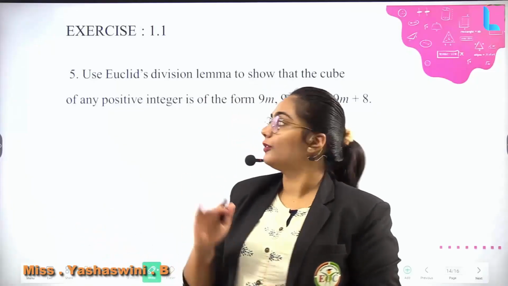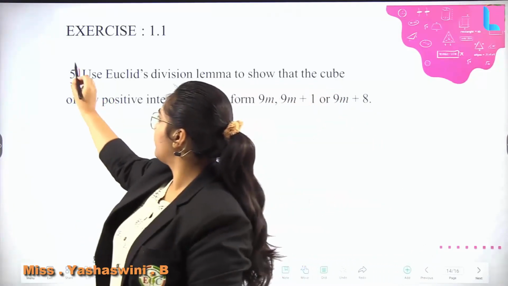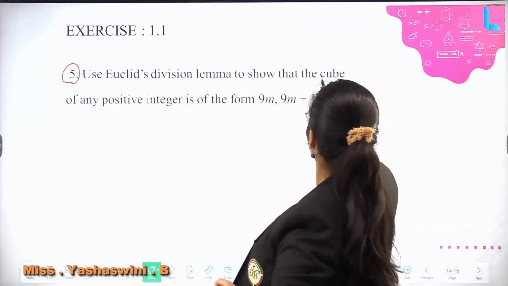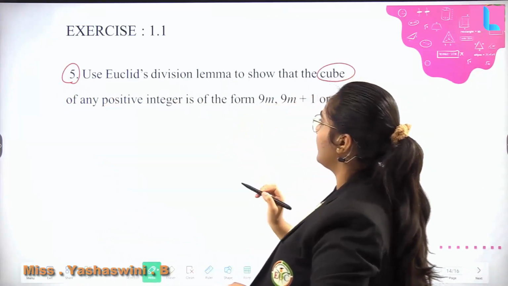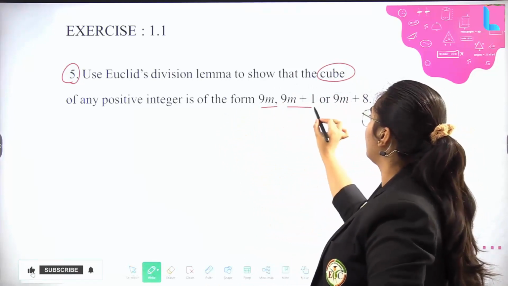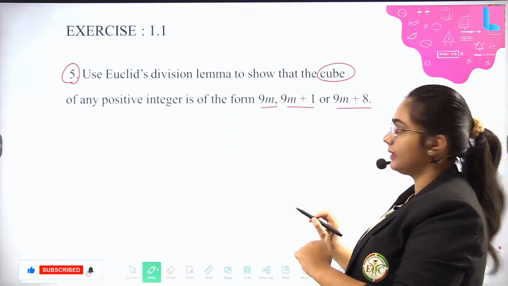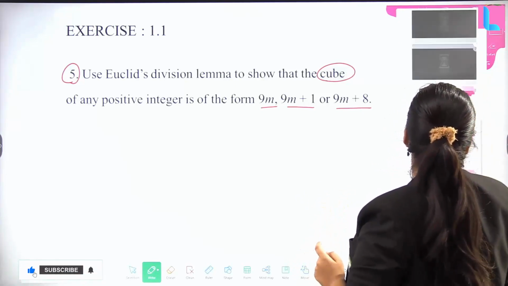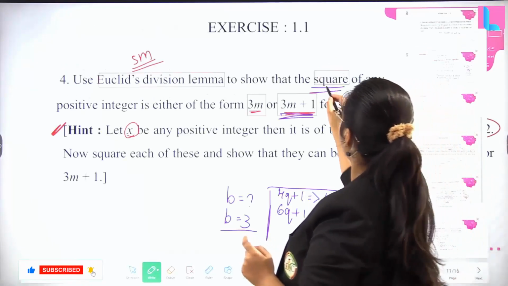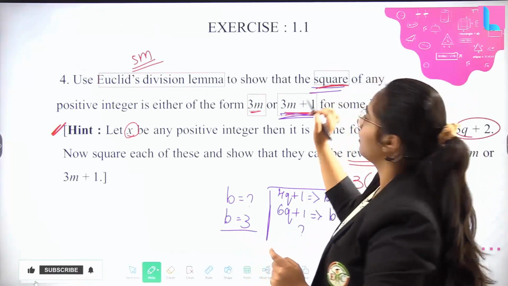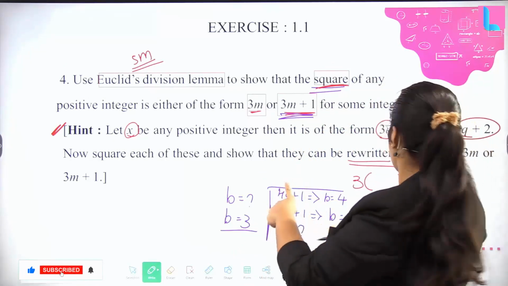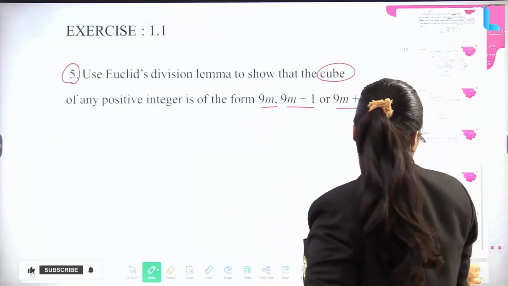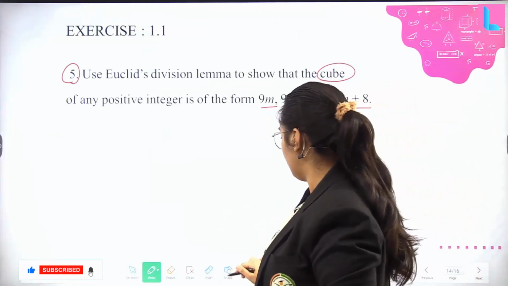Last question for the day and for the exercise also. So fifth question: use Euclid's division lemma to show that the cube of any positive integer is of the form 9m, 9m plus 1 or 9m plus 8. In the previous question, if you can observe, we saw square, and in this question we are just going to solve cube. Rest everything remains the same.